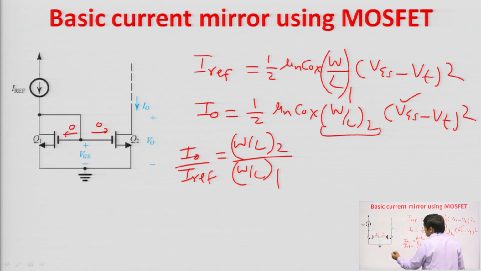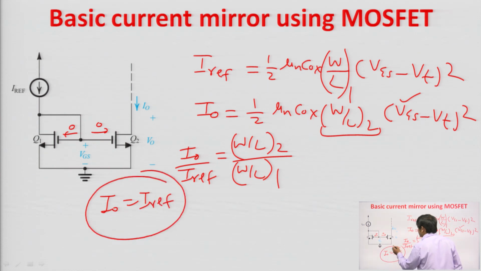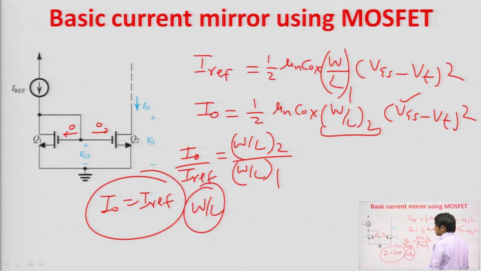So, in which case we will get I naught upon I reference? We will get output current equal to input current only when the W by L ratio of both the transistors are same. Even we can amplify the current also. If we put the W by L ratio of Q2 2 times of Q1, then we will get double current at the output. So, we can use this current mirror as a current amplifier also.